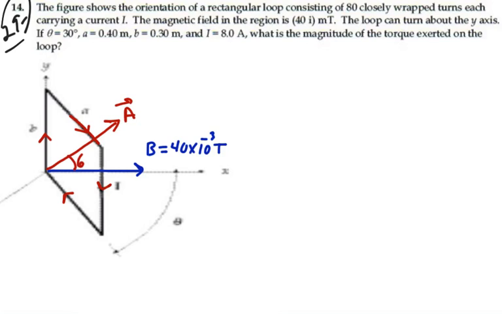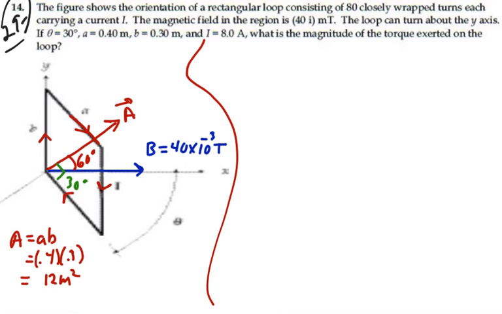And even though it might not look this way, this would have to be 60 degrees because this other angle here is 30 degrees, and we have ourselves a right angle there. So it's actually 60 degrees between the area vector and the magnetic field. And the value of the area is going to be equal to A times B. So that's going to be equal to 0.4 times 0.3, or 0.12 square meters.